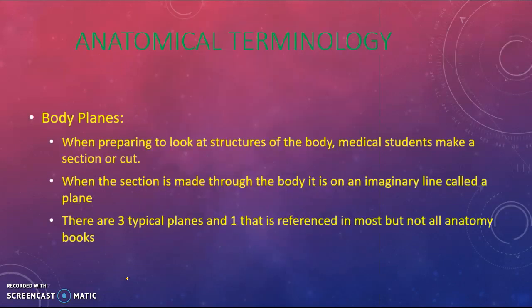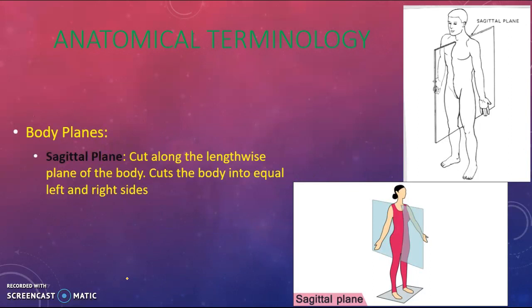So body planes are basically imaginary lines that we use to look at different structures of the body. A lot of times when you're going to be doing surgery, you'll say do a sagittal cut or a frontal cut, and this is just explaining where we're going to make that cut or have that imaginary line go through that organ or structure. So the first one is the sagittal plane.